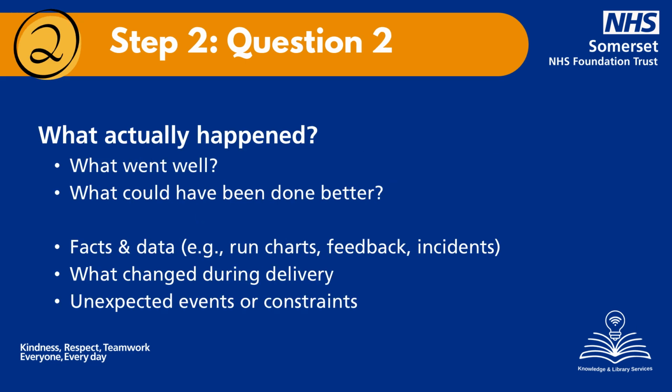Question 2, what actually happened? This is where you're going to stick to the facts. What did the data show? What did you observe? And what changed as the work was delivered? Capture both the expected and unexpected events. Use any evidence or relevant guidelines and evaluations you found during your BAR. And if you need support finding more evidence, remember the library is always here to help.